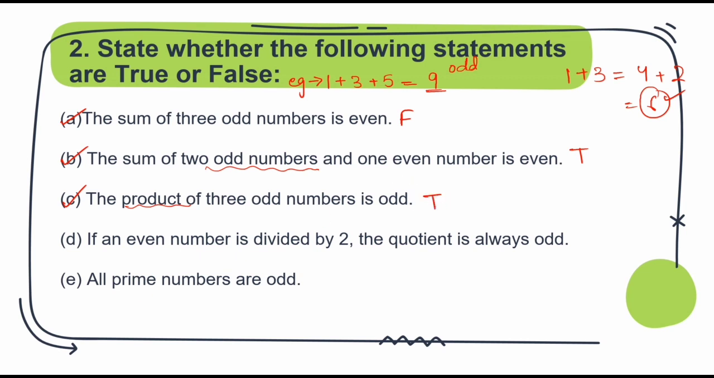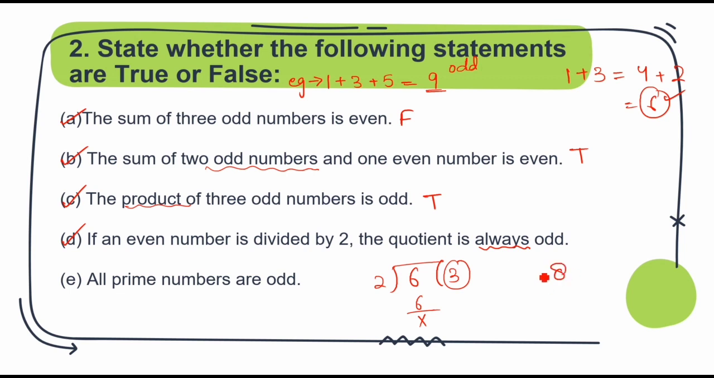Okay, now let's see the D part. The D part says if an even number is divided by 2, means if I take any even number and it is divided by 2, the quotient is always odd. See, always odd means you have to try to find out which number does not give an odd result. If there is such a number, you will directly put that the statement is false. But if you try 2-3 examples and find that all of them are odd, then you have to put true. But if I take an even number, let's say 6, when I divide it by 2, I'll get the quotient 3.